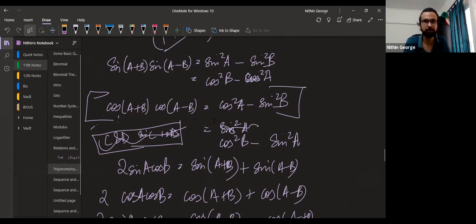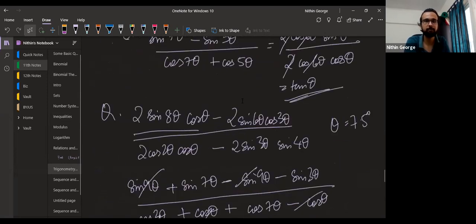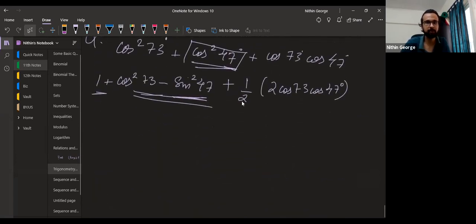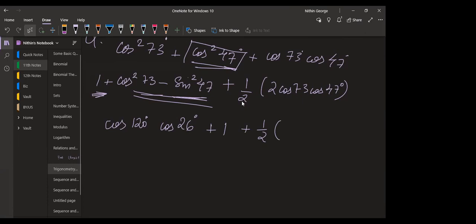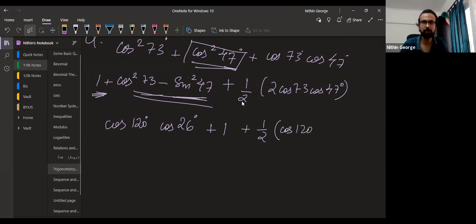All right. So when you see this cos square a minus sine square b, this is nothing but cos a plus b, and we notice 73 plus 47 is 120 degrees, into cos a minus b. So that will come out to 26 degrees. Plus 1, that is this one here. Plus 1 by 2. What about this one here? 2 cos a cos b is cos a plus b plus cos a minus b. Good. Cos 120 plus cos 26.